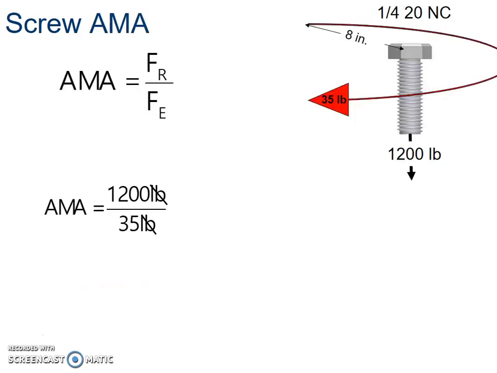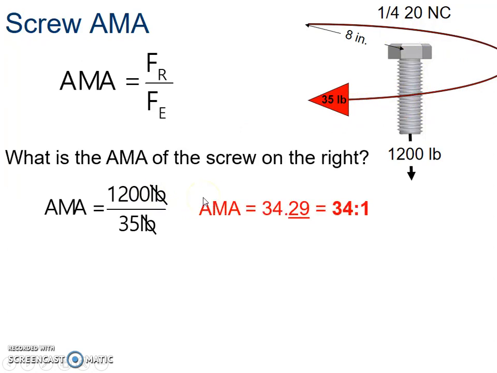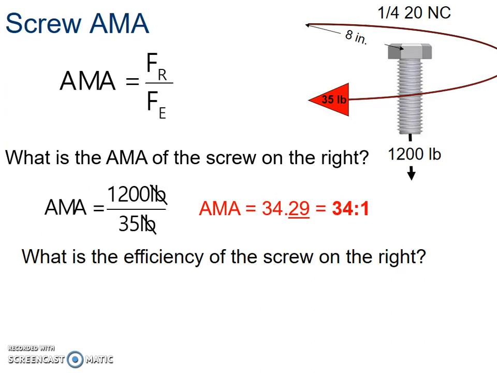Now we look at the AMA. Again, the AMA is looking at resistance, your 1,200 pounds of force that is pulling the two pieces of material together, compared to your effort of how many pounds you're pushing into it, which is 35 pounds. You take 1,200 divided by 35, and you get an AMA of 34. Calculate the efficiency of this now.